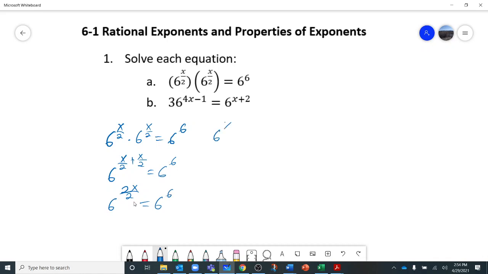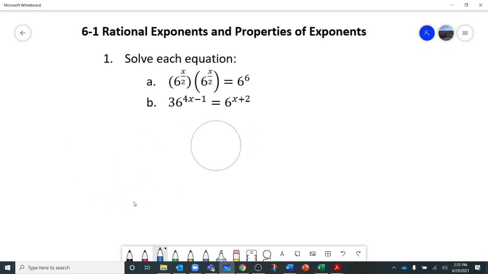So 6 to the x equals 6 to the 6th power, which, if we have the same base, our x is going to equal 6. Okay, so x equals 6. And that's all there is for the first one. And for space, I'm going to erase that. So you might have to pause if you need help with the step or anything.